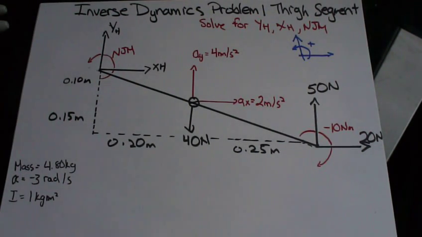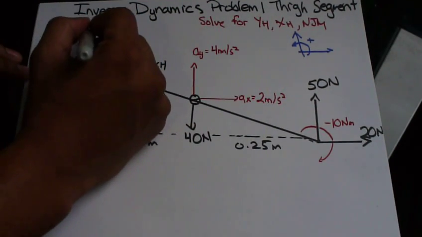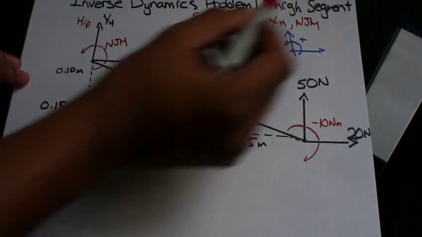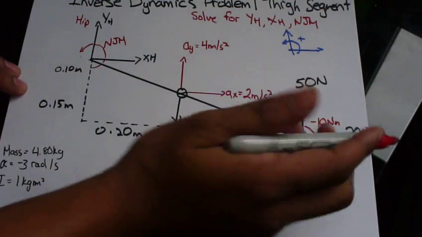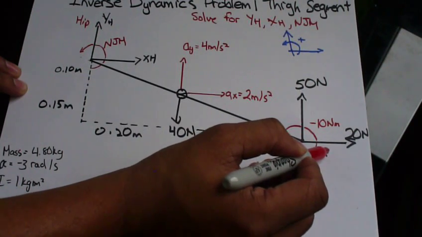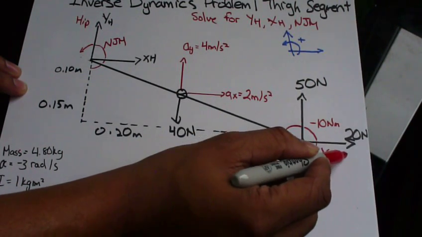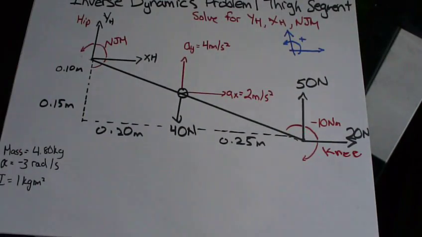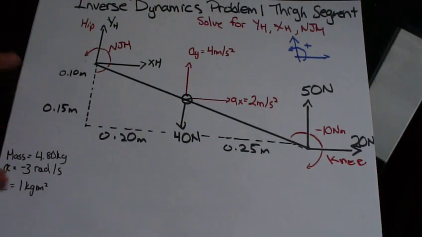Okay, so let's start off by trying to calculate the force at the hip. So this is the hip. And remember, this is the thigh segment. So from the hip, the next joint is the knee. We could just put knee. Alright, so we got that down. So we're going to calculate this.